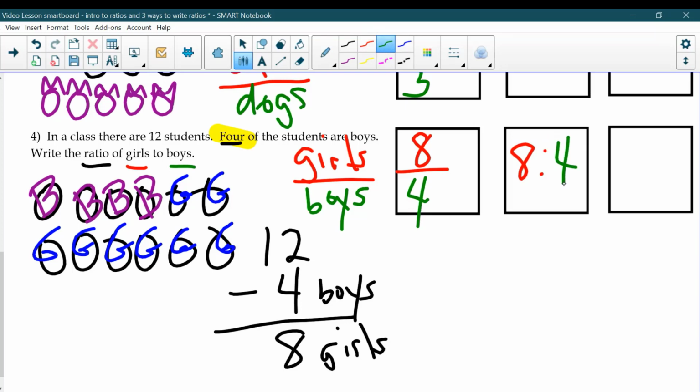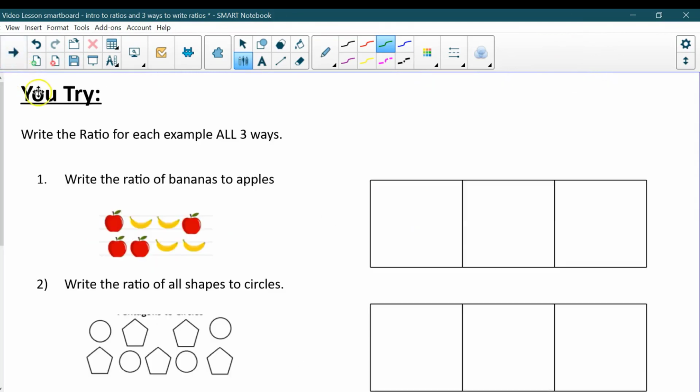But we'll keep going for now and write our other way using the colon. 8 girls, 4 boys. And then using our word to. 8 girls to 4 boys. So sometimes you're going to need to do a little bit extra figuring to be able to write your ratio. And so now it's your turn. This page is the last page in your notes. And make sure to write them the 3 different ways. If you don't remember what they are, go back in the video and rewatch it just to make sure.